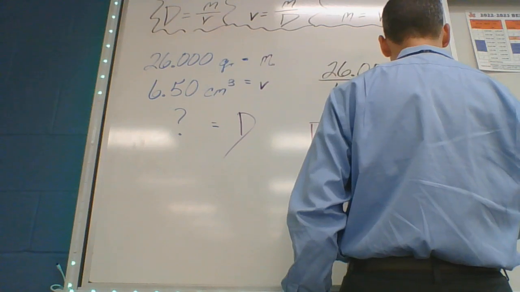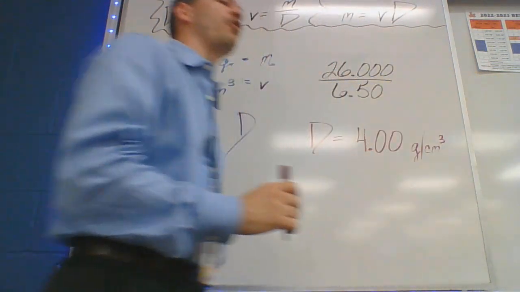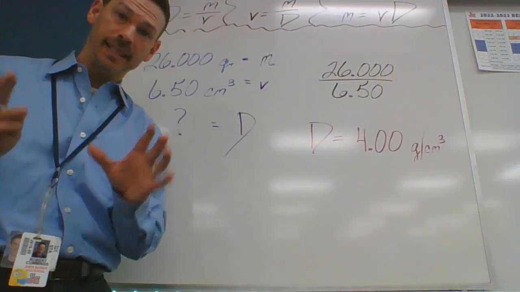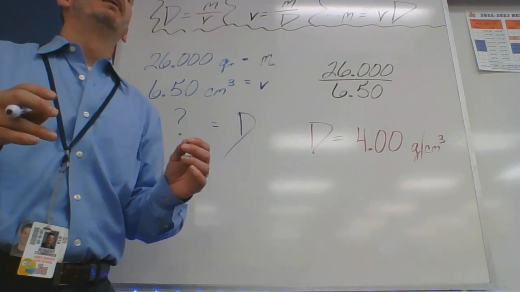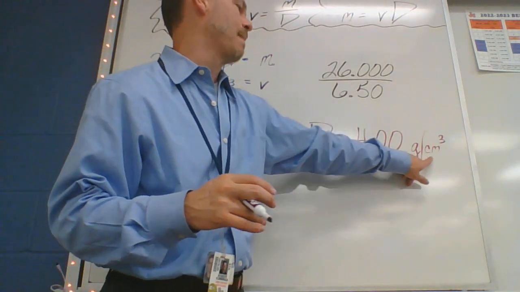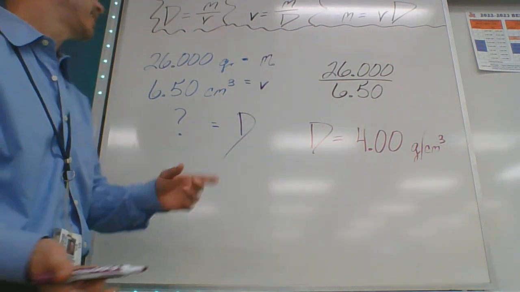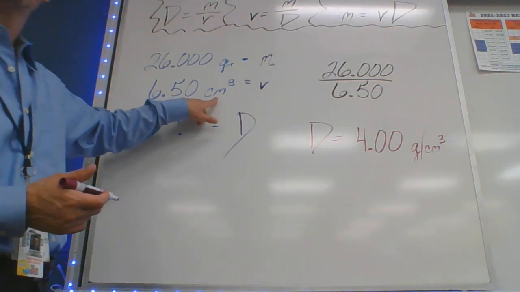Grams per centimeters cubed. Because remember, those density units from the opening slide at the bottom in the purple can be grams per milliliter or grams per centimeter cubed. The reason I chose CM3 is because of the volume unit up here.